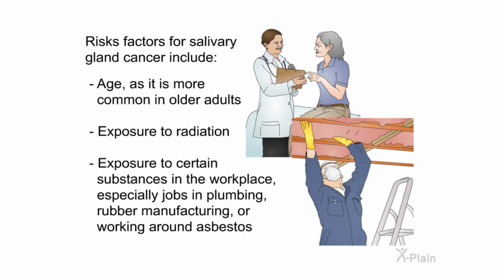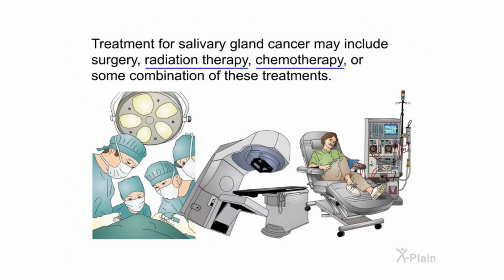Risk factors for salivary gland cancer include age, as it is more common in older adults, exposure to radiation, and exposure to certain substances in the workplace, especially jobs in plumbing, rubber manufacturing, or working around asbestos. Treatment for salivary gland cancer may include surgery, radiation therapy, chemotherapy, or some combination of these treatments.